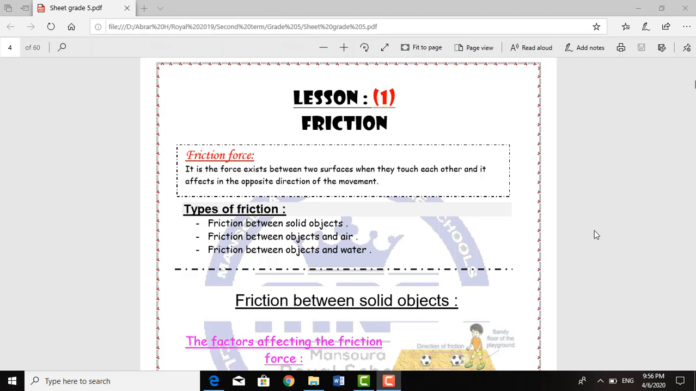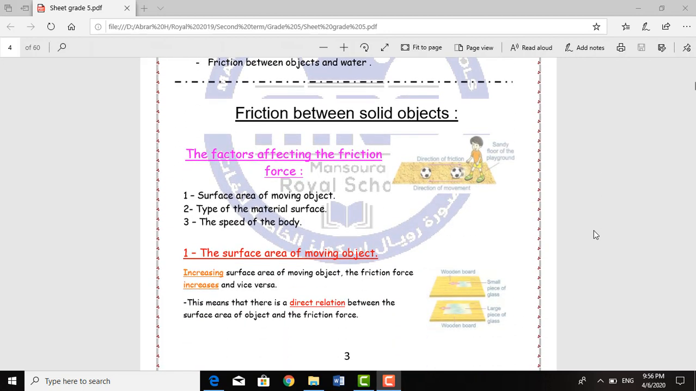So, the types of friction are 3 types. The first one, friction between solid objects. Number 2, friction between objects and air. Number 3, friction between objects and water. First, let's talk about friction between solid objects. Friction between solid objects means that the two surfaces that touch each other are solid, like when you rub your hands together. Your hands are solid, so the friction here is between solid objects.